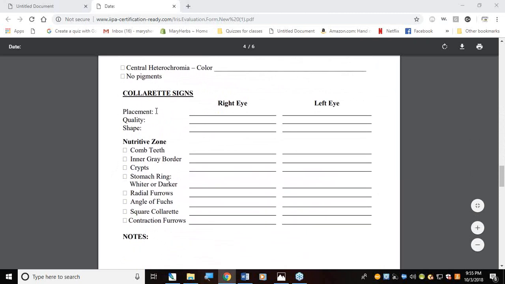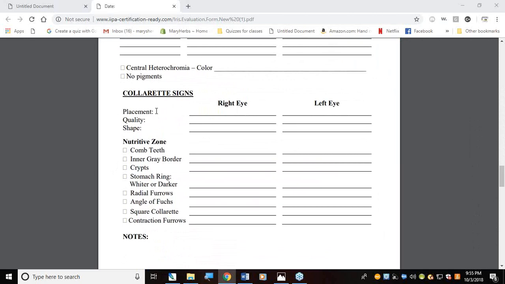For the collarette, the same thing. The placement, is it close to the pupil or is it too far away from the pupil? The quality, is it normal? Is it thin and wispy, thick and ropey, absent or obscure? The shape, if it's basically cylindrical, then you could just put normal. If it's jagged, you could put star-shaped, jagged, if it's square or whatever. Comb teeth, gray inner border.